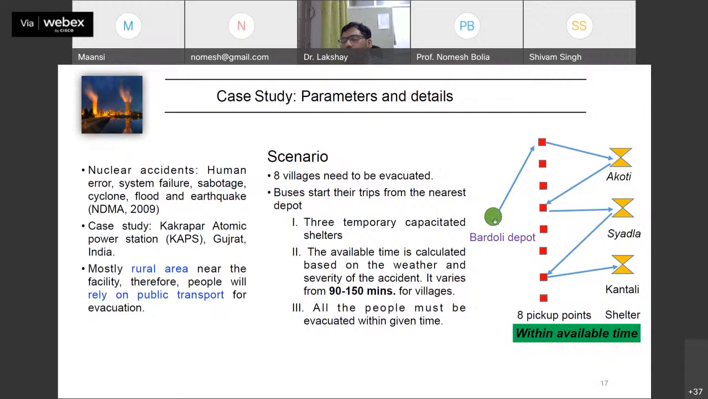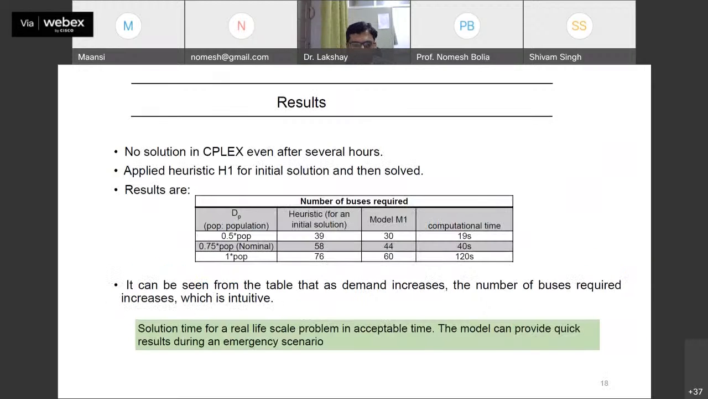So we have to find the number of buses that are required, first thing, and what will be the sequence for such a model so that we are able to evacuate all those demands within the available time. So that is what we have shown as a case study. So you can see the result.